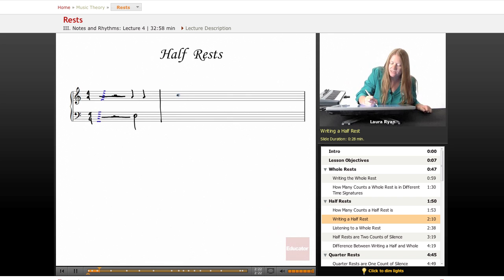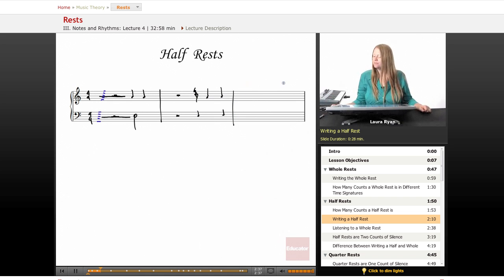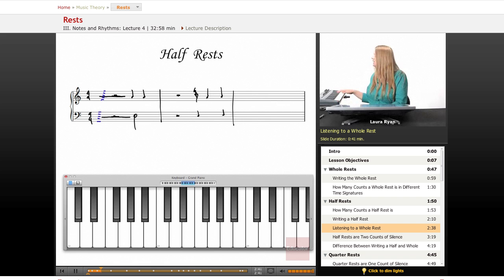So here's a half rest. And actually, I won't write that yet. Quarter note, quarter note, quarter note, quarter note. 2 counts of silence. So let's play a little bit. So going back with the whole rest, as you remember, it's 4 counts of silence, or if you're in the time signature of 3, it's 3 counts of silence. So here's an octave, B octaves.